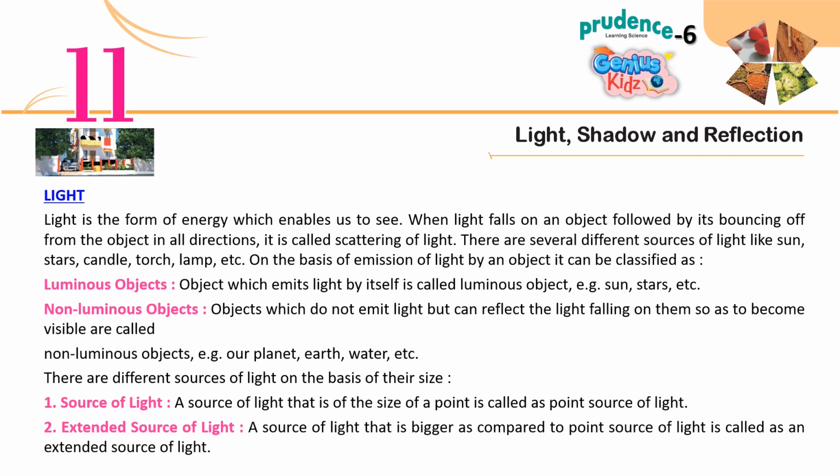There are different sources of light on the basis of their size. 1. Point source of light. A source of light that is of the size of a point is called a point source of light. 2. Extended source of light. A source of light that is bigger as compared to a point source of light is called an extended source of light.